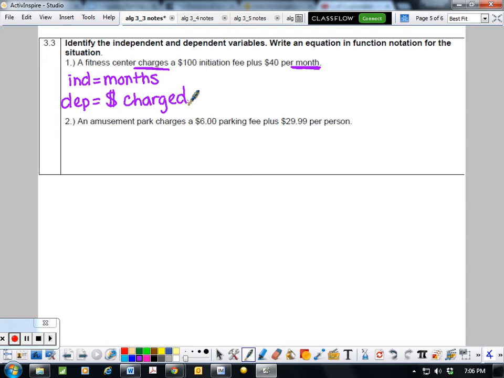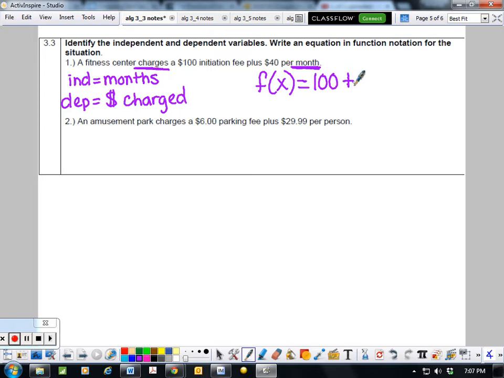Now I can use any letters I want, but I like sticking with x. So when I write my function, I'm going to write my function of x equals. So there's my function notation. And now I want to talk about what is our initial fee. We have a $100 initial initiation fee.